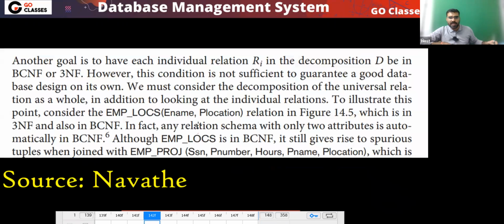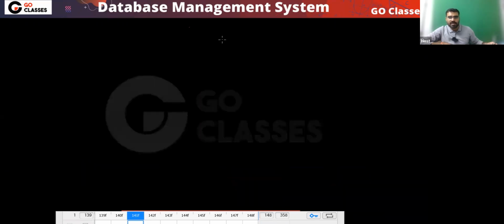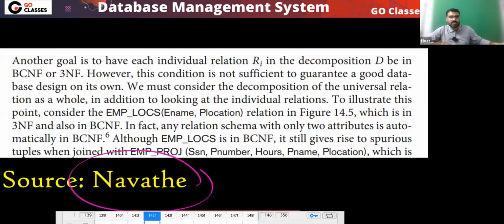Now, you can see this is from Navathe. Some students might be thinking that if it is lossy, we cannot call it a BCNF decomposition, right? Can we still call it a BCNF decomposition? The answer is yes, we can call it that, but it is not a good database design. You can see this from Navathe.